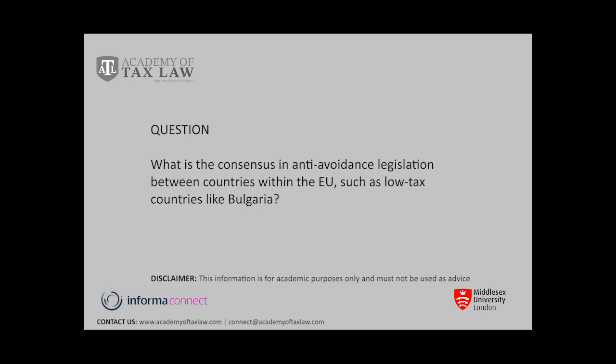Now, EU member states, including the lower taxed countries like Bulgaria, retain their sovereignty over their tax systems, but they must also comply with the overarching EU directives. Those directives are aimed at preventing tax avoidance, because you want to see it as one larger structure of member states and not just the individual jurisdictions as they are. So the consensus within the EU regarding these anti-avoidance legislation can be summarized as follows.